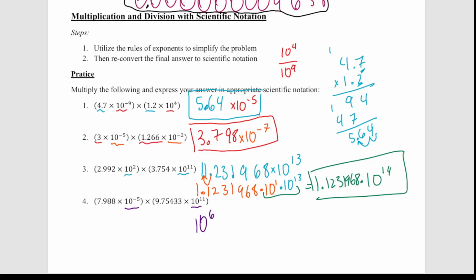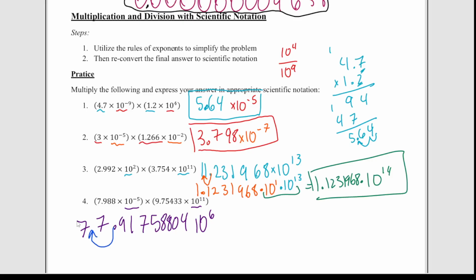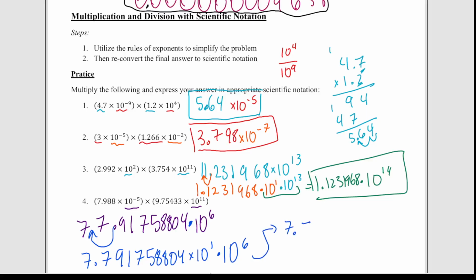It looks like it's 77.9. I'm just going to write down the whole thing. 77.91758804. And again, I've still got to convert this to scientific notation. In particular, I need to move this one more to the left. So that's going to be 7.791758804. And this was a times in there. So times a 10 to the 1st for moving it one more to the left, times an additional 10 to the 6th that's already there, for a total of 7.791758804 times 10 to the 7th.